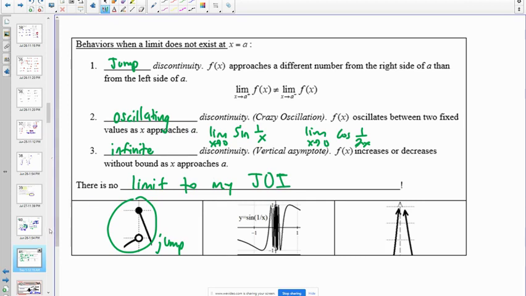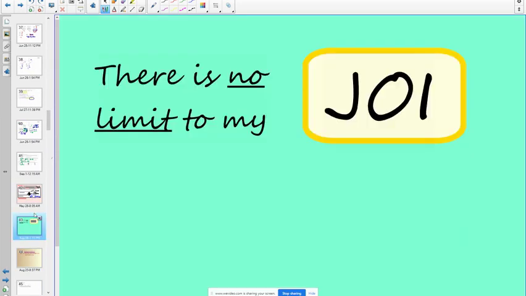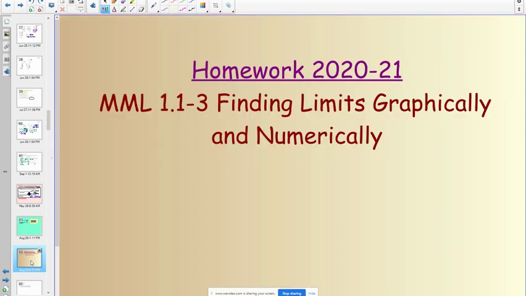Now remember, there are limits at poles though. There are just no limits at jumps, oscillating discontinuities or crazy oscillations, and vertical asymptotes. So there is no limit to my joy. You need to remember that, and that will help you to remember when there's a limit and when there's not.